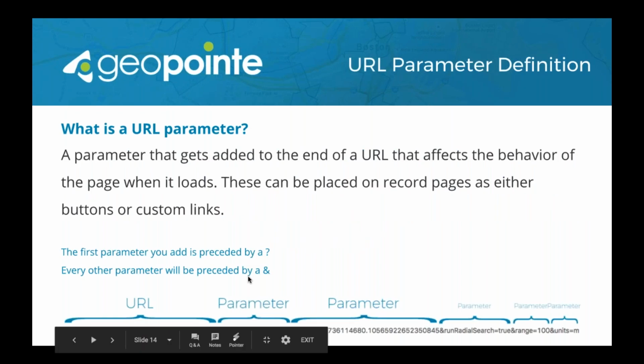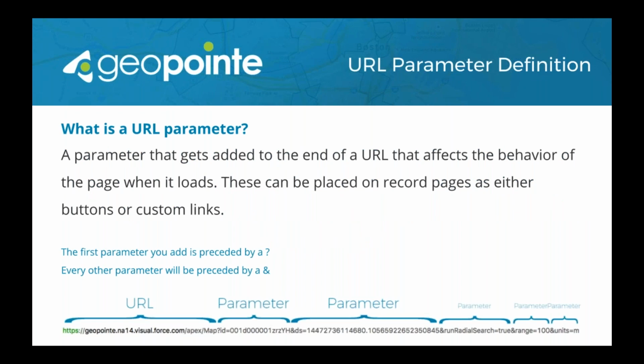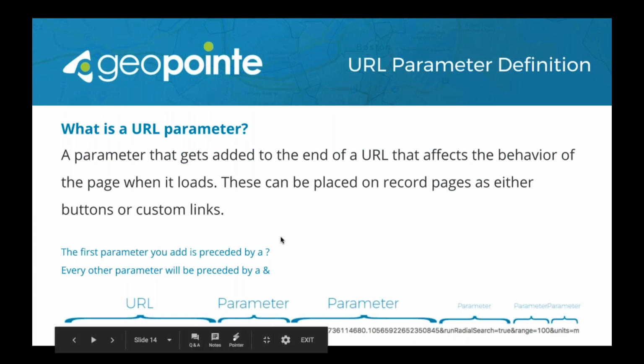So let's talk about URL parameters for a second. So what are they? A parameter is what gets added to the end of a URL, and it affects the behavior of the page when it loads. So typically these are going to be placed on record pages as either custom links or buttons.